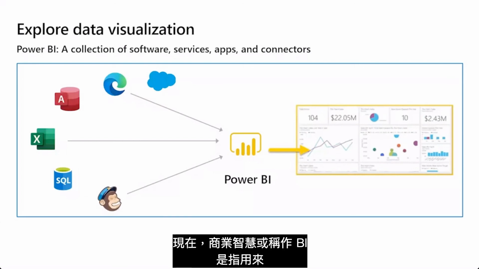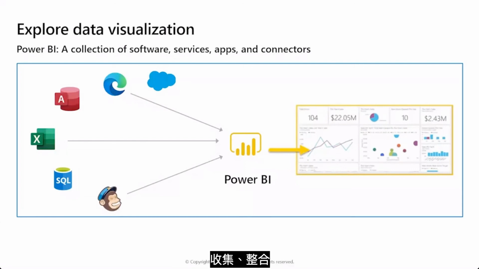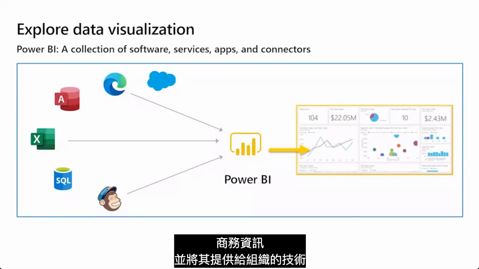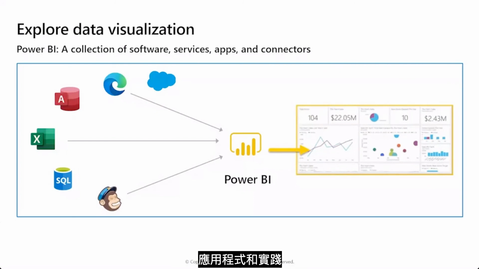Now, business intelligence, or BI, refers to technologies, applications, and practices for collecting, integrating, analyzing, and presenting business information back to the organization. The main goal or purpose of business intelligence is really to support better decision making. Business intelligence systems can provide historical, current, and predictive views of the business operations.